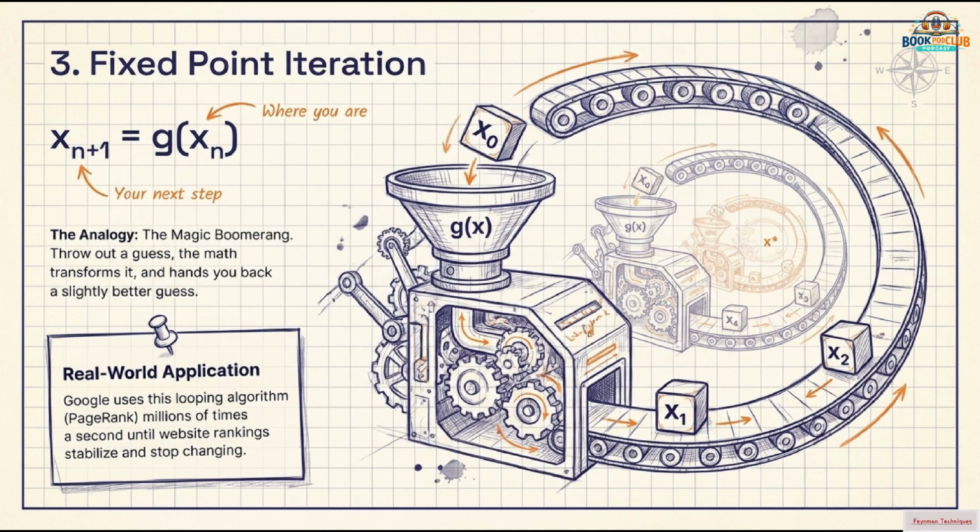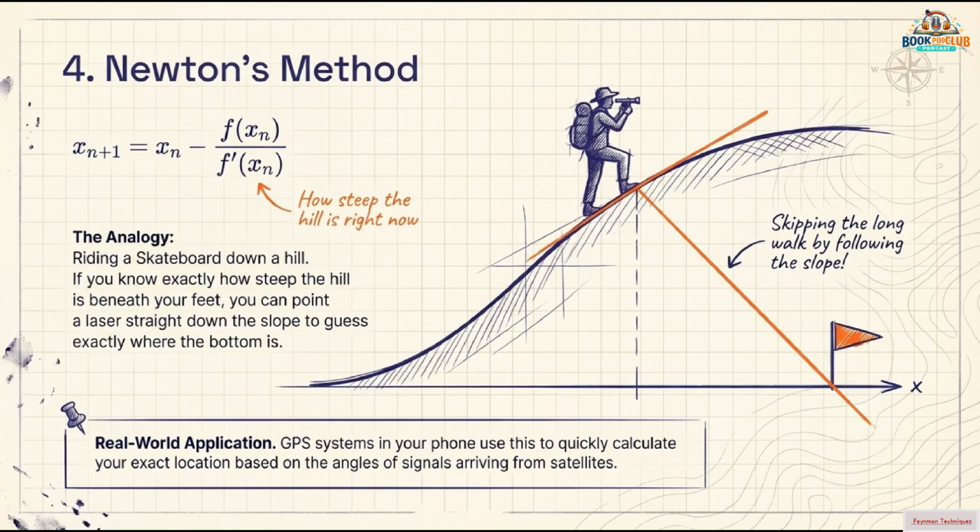It's brilliant. But let's say we don't want to loop endlessly waiting for things to settle. Slide 4 brings us to a major upgrade. Newton's method. Yes. This is where we stop walking blindly and start using the geometry of the land to our advantage. The formula here looks a bit intimidating. It's x sub n plus 1 equals x sub n minus f of x sub n divided by the derivative f prime of x sub n. Right, but physically, it's just describing a relationship between your current height and the steepness of the ground beneath your feet. And the analogy here is brilliant.